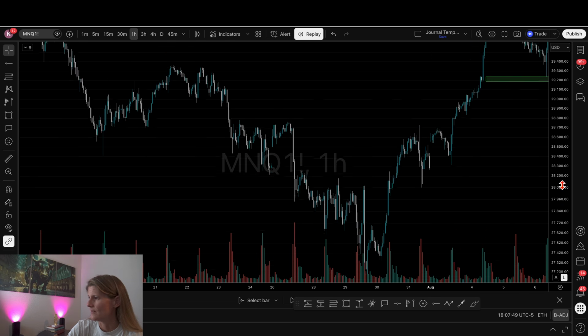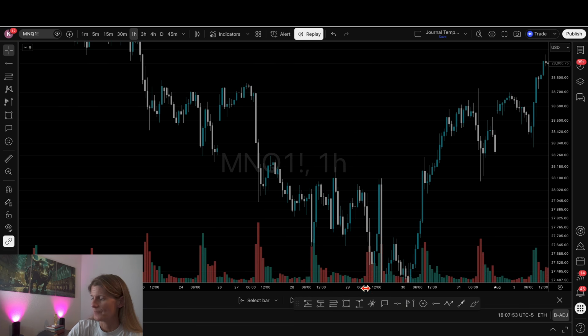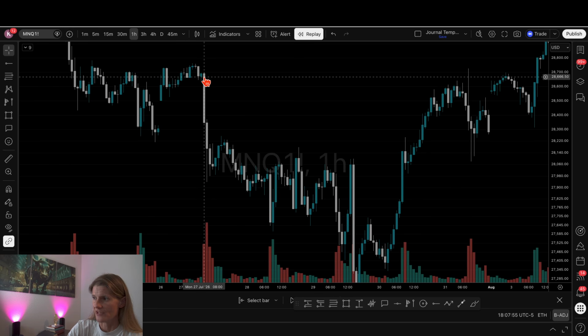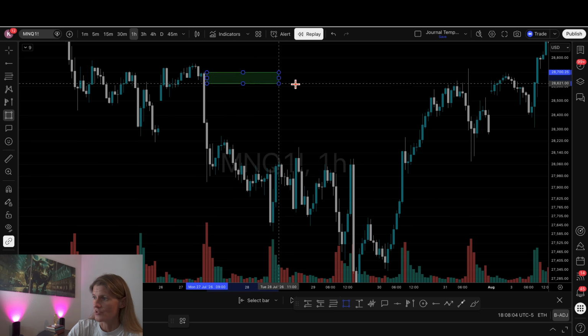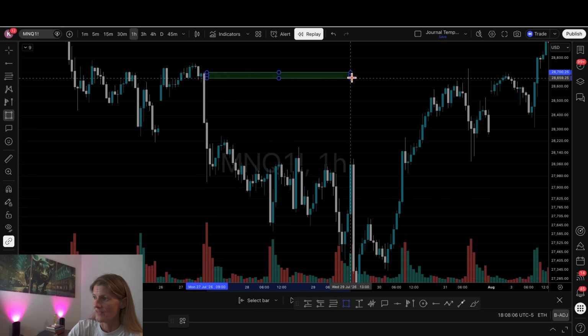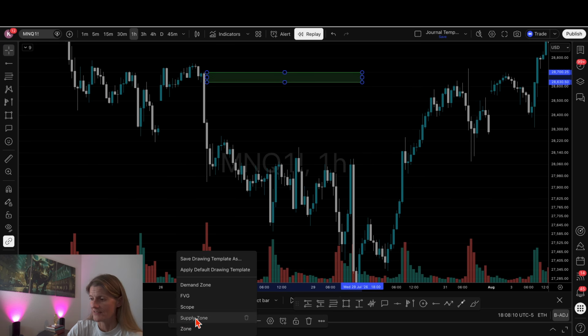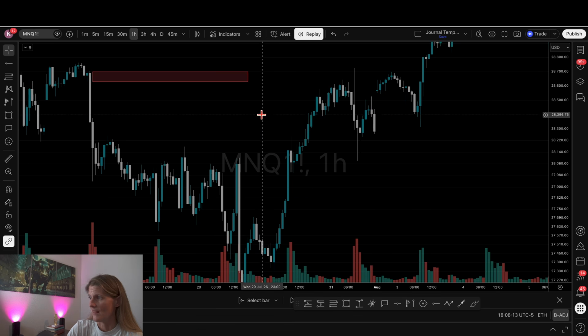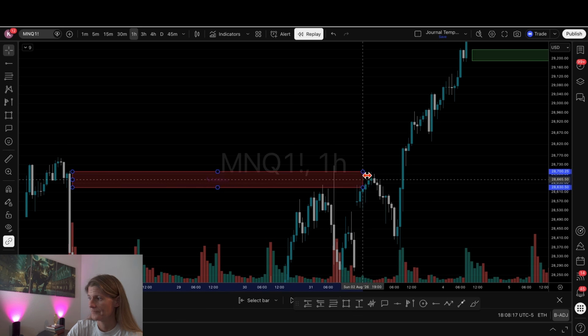So right here is a supply zone example. Here's an aggressive candle down, an aggressive move down, and the candle previous to the left, one candle to the left, is the opposite color. So I'm going to mark off this zone right here, and I'll make it my template supply zone, so it's red.